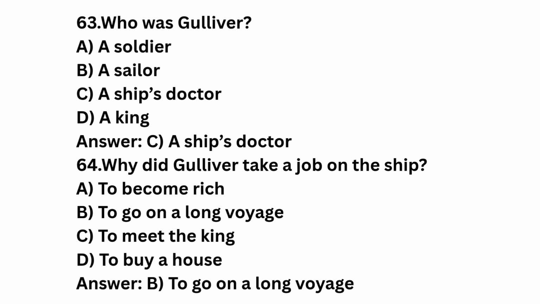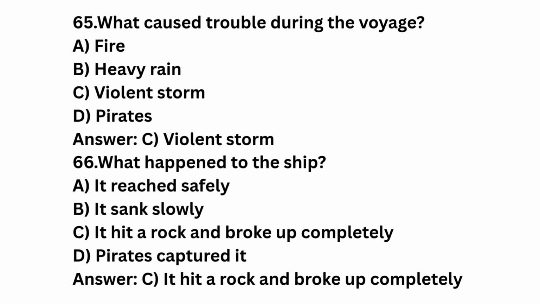Who was Gulliver? A soldier, a sailor, a ship's doctor, a king. Answer: a ship's doctor. Why did Gulliver take a job on the ship? To become rich, to go on a long voyage, to meet the king, to buy a horse. Answer: to go on a long voyage. What caused trouble during the voyage? Fire, heavy rain, violent storm, pirates. Answer: violent storm. What happened to the ship? It reached safely, it sank slowly, it hit a rock and broke up completely, pirates captured it. Answer: it hit a rock and broke up completely.